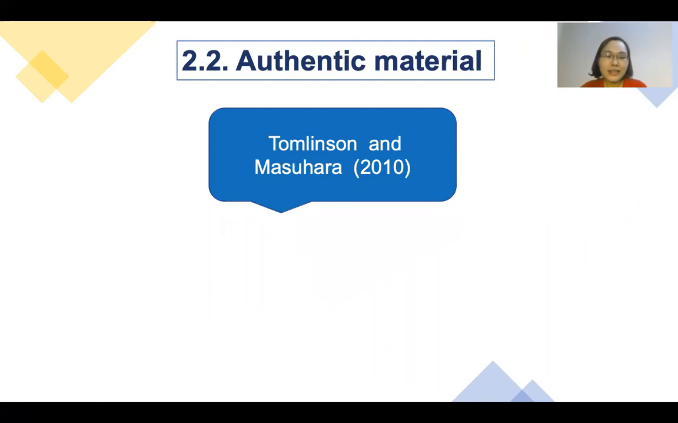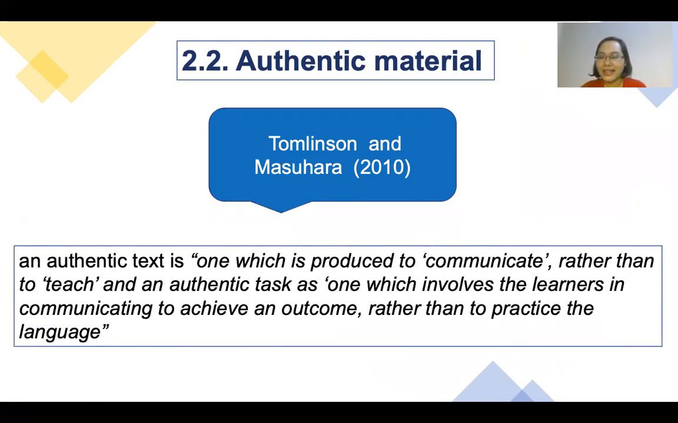According to Tomlinson and Masuhara in 2010, an authentic text is one which is produced to communicate rather than to teach, and an authentic task is one which involves the learners in communicating to achieve an outcome rather than to practice the language. To be more specific, authentic materials are considered to be designed not to transmit declarative knowledge about the target language, but rather to provide an experience of the language in use.